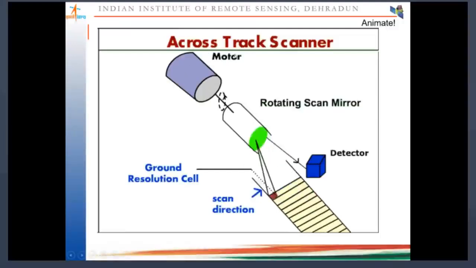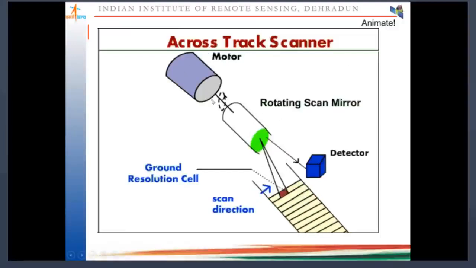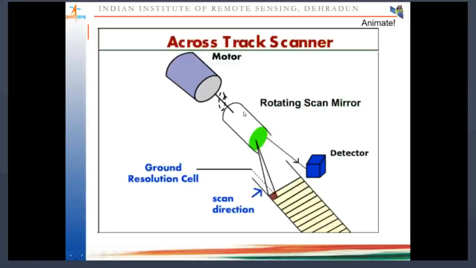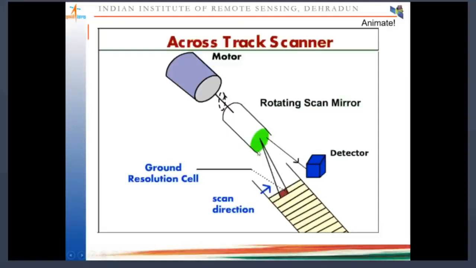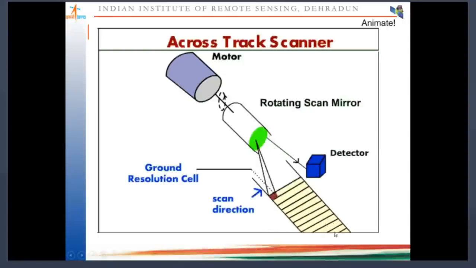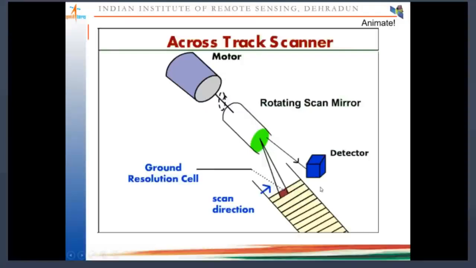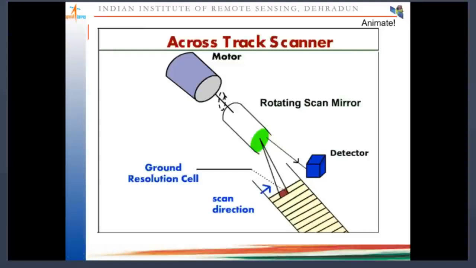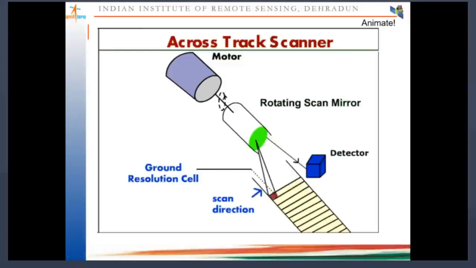If you are talking about cross-track scanning, you have a motor attached to the telescope or the sensor, and we have this telescope mirror, which keeps rotating with the help of this motor. As the satellite goes in this direction, the scanning keeps taking place in the cross direction. One common example of a cross-track scanner is the Landsat series of satellites, which were designed across the track.